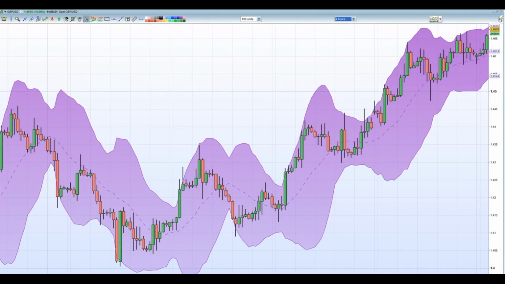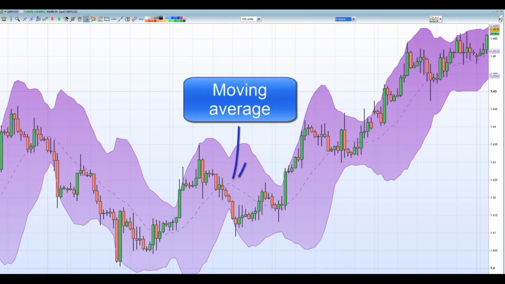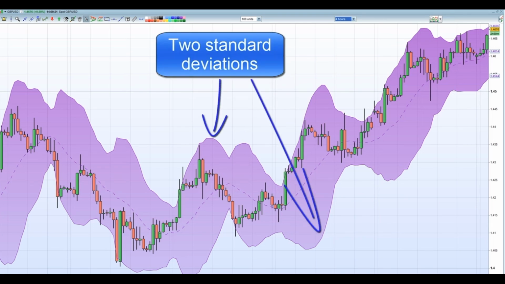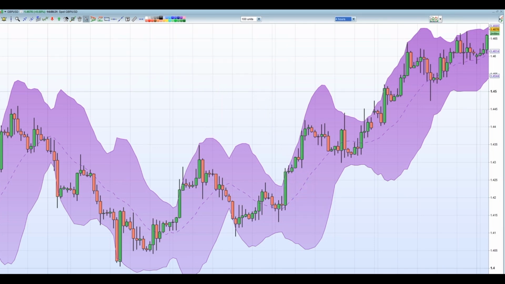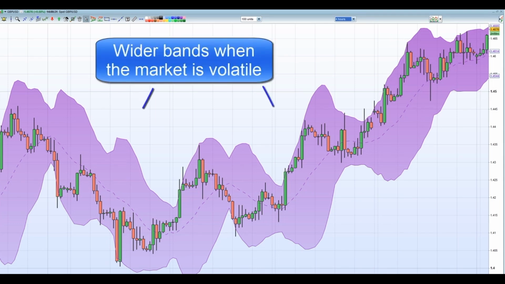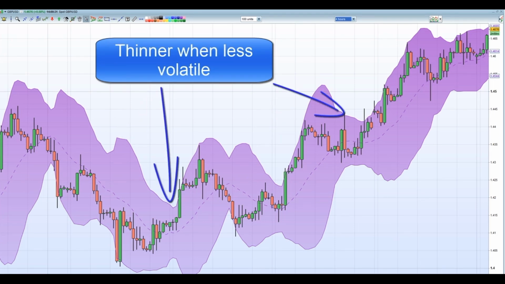Indicator 3. Bollinger Bands. A Bollinger Band starts off with a simple moving average. It then has two standard deviations plotted away from it. That sounds a mouthful, but the important part is because standard deviation is a measure of volatility, Bollinger Bands adjust themselves to current market conditions. When the markets become more volatile, the bands widen, move further away from the average, and during less volatile periods, the bands contract, moving closer to the average.